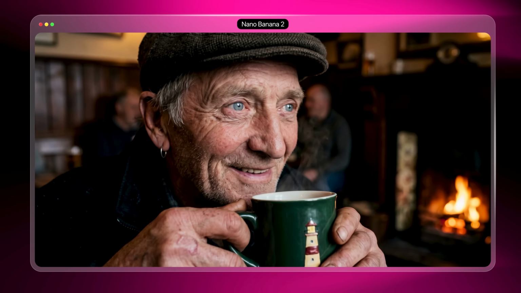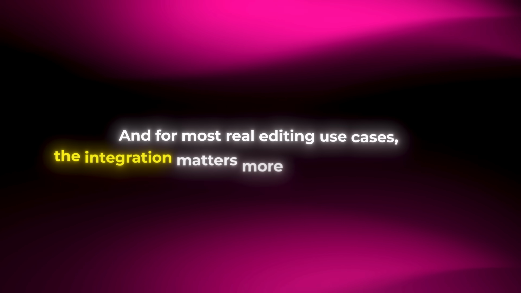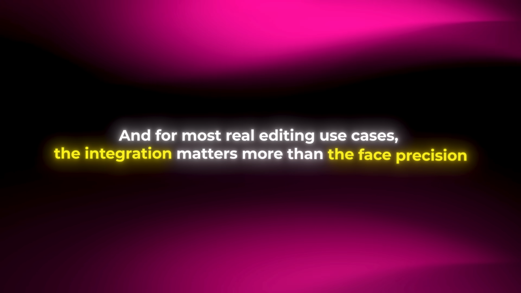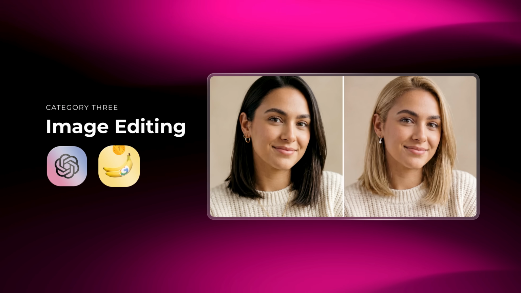So here's my honest take on this one. If preserving the exact face is your priority, GPT Image 2 holds it better. But if you care about the final image feeling like one unified scene rather than a composite, Nano Banana 2 edges this category. And for most real editing use cases, the integration matters more than the face precision. So Category 3 goes to Nano Banana 2.